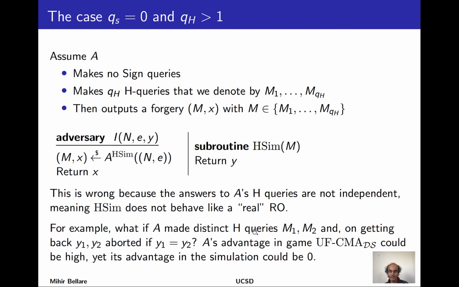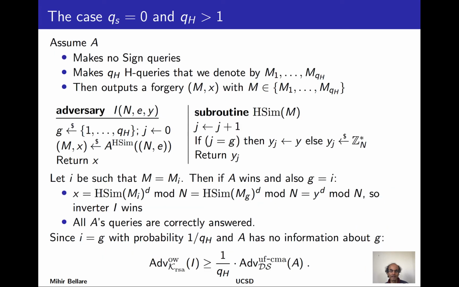Consider an A making two distinct queries, but whenever it gets back the same answer, it aborts, and otherwise it goes on to create a valid forgery. So this adversary will have a high advantage in the UF-CMA game, but our inverter will have a very low advantage because it will hit this case over here. So what that tells us is we need to reply to these H queries correctly with random points that are independent across different queries. And here's how we're going to do that.